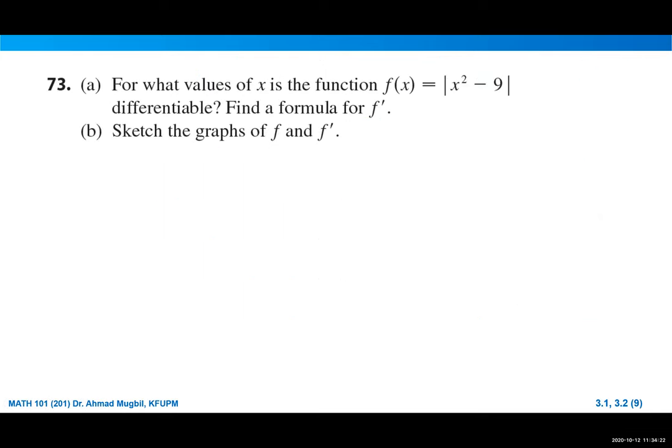This is a good question also, with the same idea. For what values of x is this function differentiable? Find a formula for the derivative and sketch the graph of the function and the derivative. Any idea, shabab, how to do that? At which values is this function not differentiable and where is it differentiable? How to solve such type of problem? Any idea, shabab?